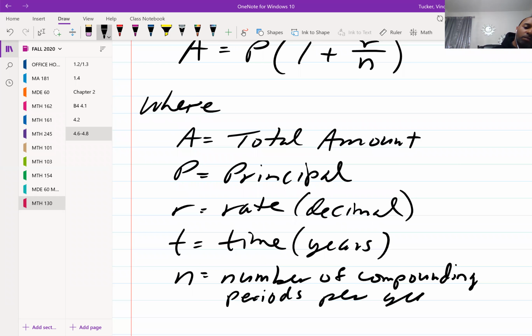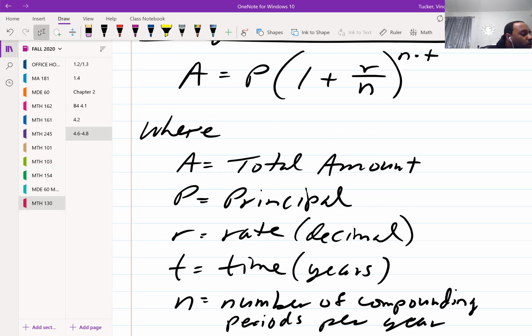All right, so that's your formula right there for compounding interest, or compound interest. A equals P times 1 plus R over N, raised to the N times T power. So this is a 1, and this is an exponent. So you're going to need to know how to use your calculator. Unless you're real nice with it, you're going to need to know how to use your calculator.